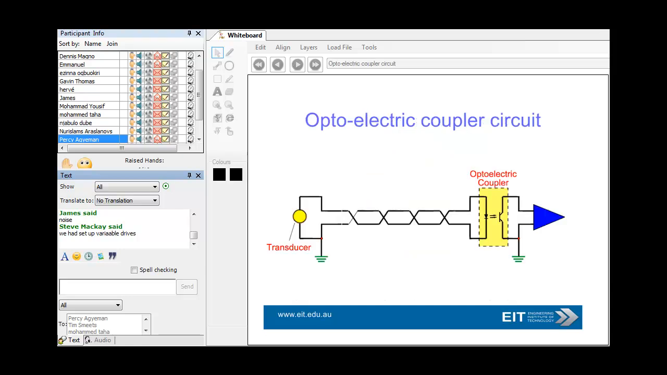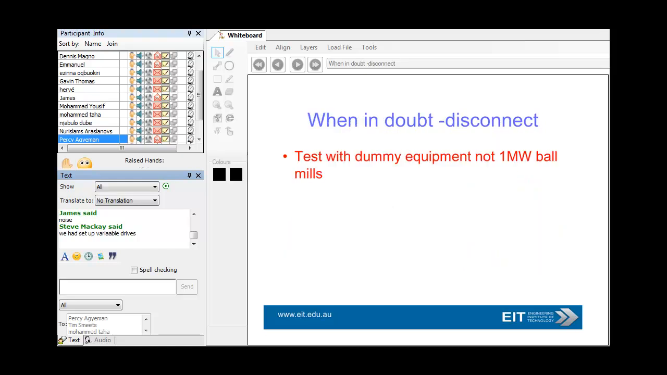And as we said, always watch out for transients, put in some sort of optical isolation using copper cable. And then when in doubt, disconnect.